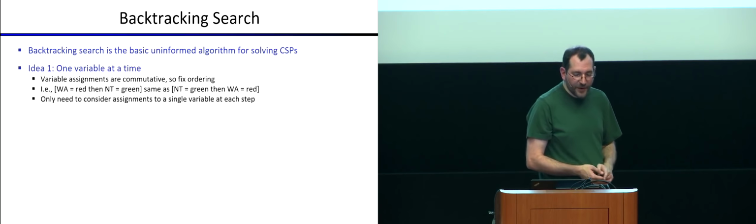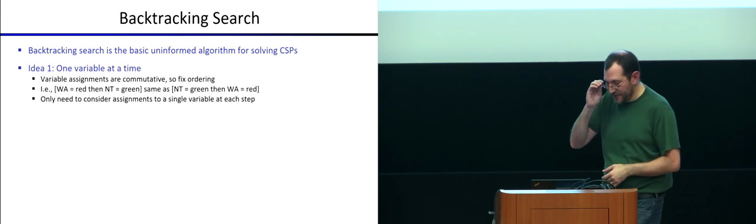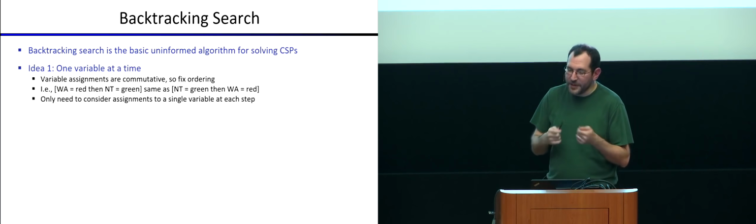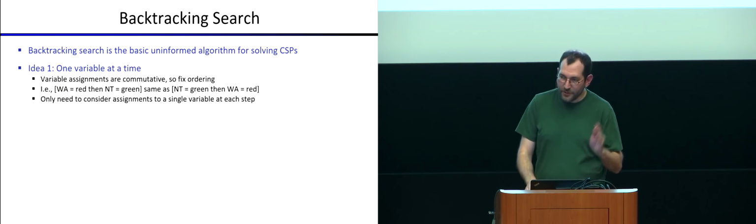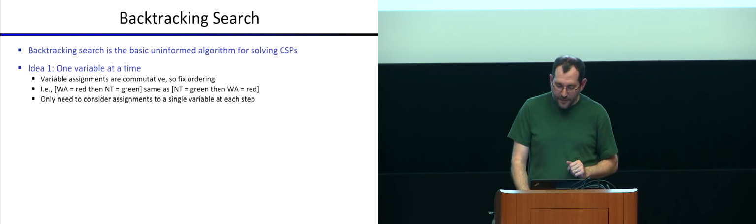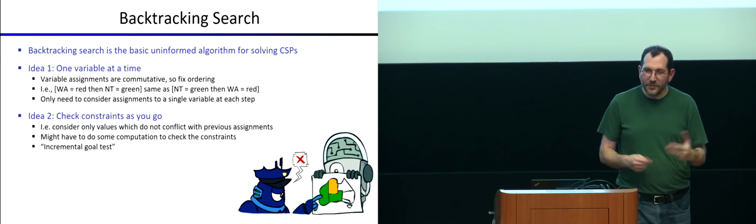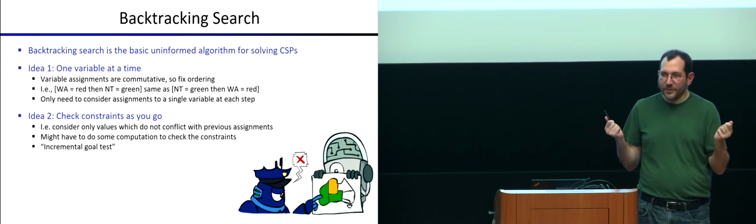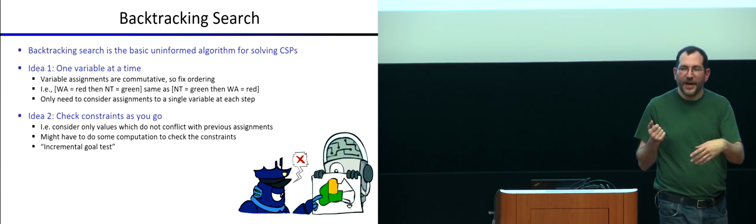First idea, we do one variable at a time. Strictly speaking, the naive thing could assign any variable at any time, and it would still be a valid successor. But since these variable assignments are commutative, it doesn't matter what order you got to them. Remember, the path doesn't matter here. We're just going to fix an ordering. Then we consider one variable at a time, and we're going to check constraints as we go. So as soon as we violate a constraint, we're done.